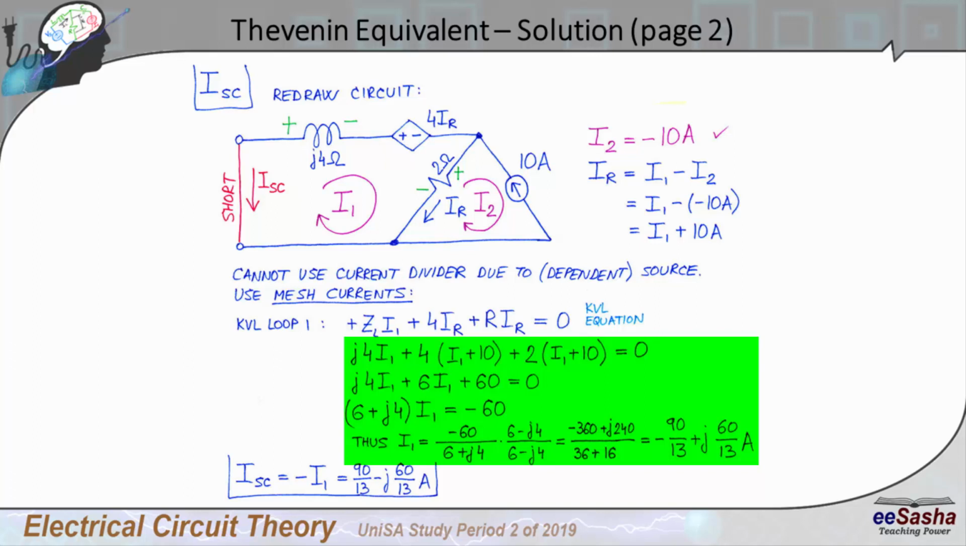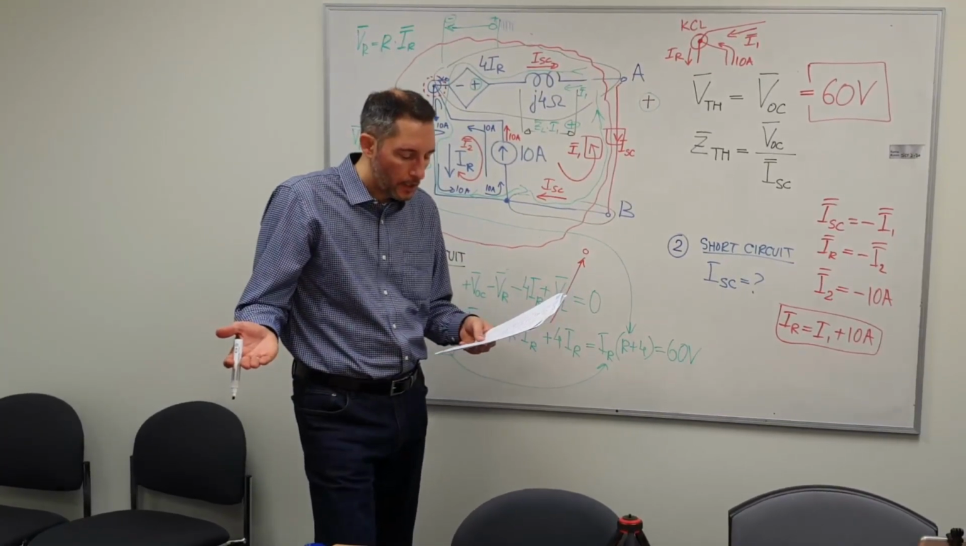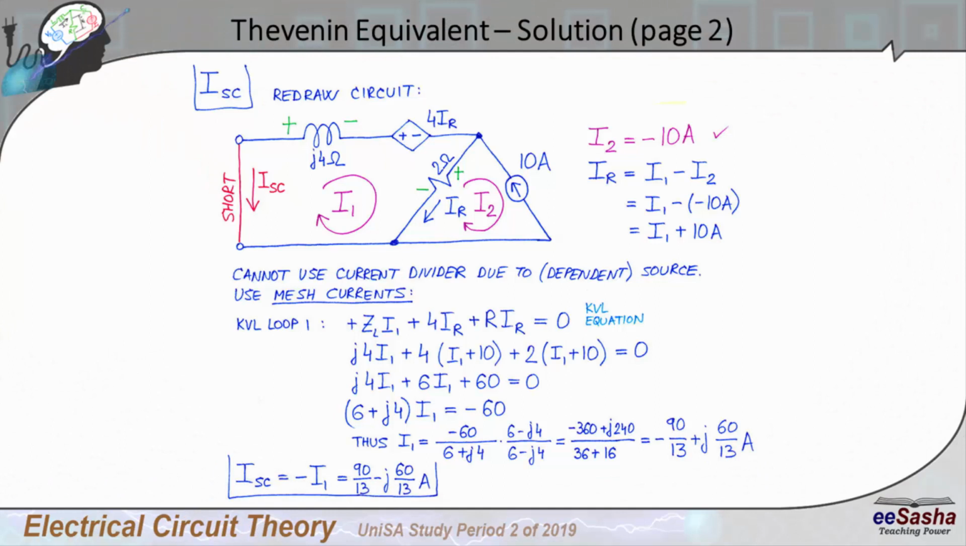So what I did here is I have expressed IR in terms of I1. So I have already solved that IR is I1 plus 10 amps. I plugged it in the equation, and then I solved that equation for I1. Now, how do you solve this equation? Well, you definitely need to know how to divide two complex numbers, because at some point I get I1 equals minus 60 divided by 6 plus J4. So in order to find that, I need to multiply both numerator and denominator by 6 minus J4. And then I end up with I1 being minus 90 over 13 plus J 60 over 13 amps.